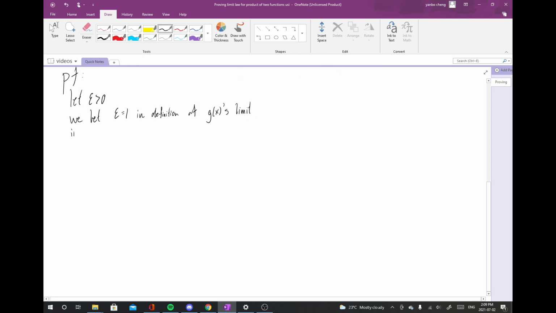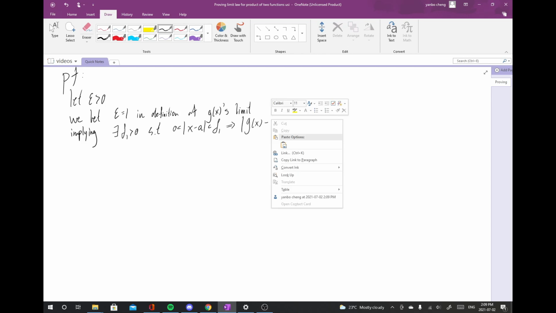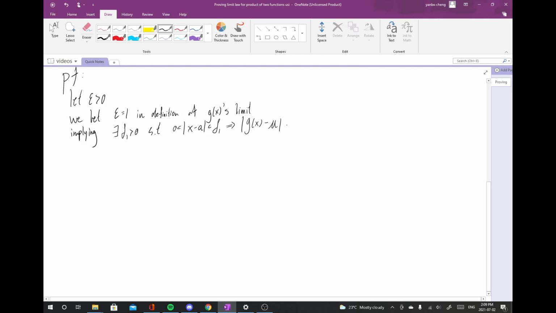This means, implying that there exists a delta 1 greater than 0 such that 0 is smaller than absolute value of x minus a, smaller than delta 1, implies absolute value of g of x minus m smaller than 1.